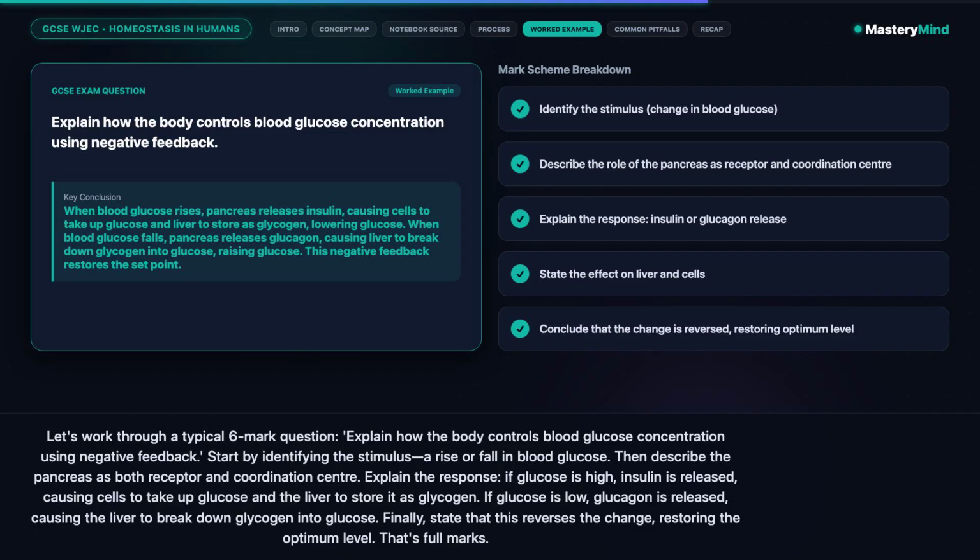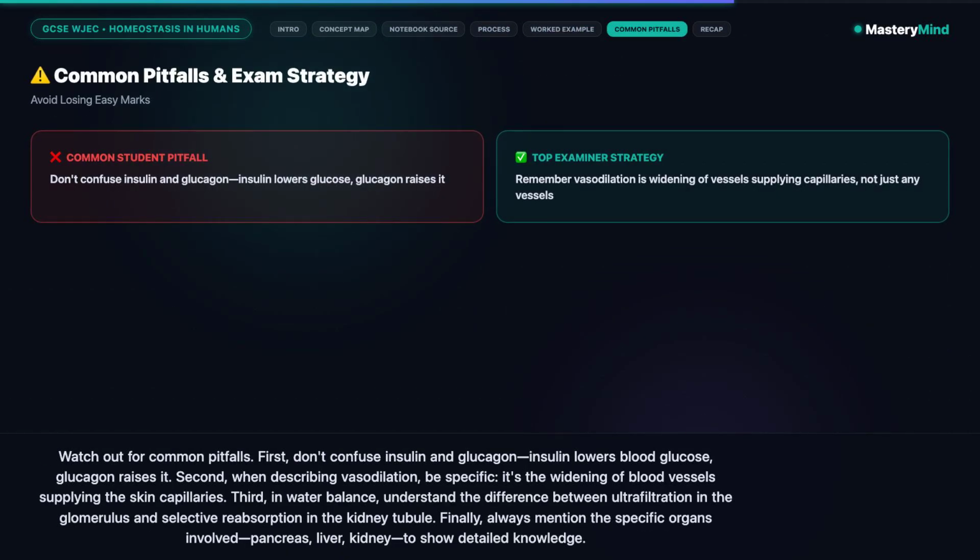That's full marks. Watch out for common pitfalls. First, don't confuse insulin and glucagon. Insulin lowers blood glucose, glucagon raises it. Second, when describing vasodilation, be specific. It's the widening of blood vessels supplying the skin capillaries. Third, in water balance, understand the difference between ultrafiltration in the glomerulus and selective reabsorption in the kidney tubule. Finally, always mention the specific organs involved: pancreas, liver, kidney, to show detailed knowledge.